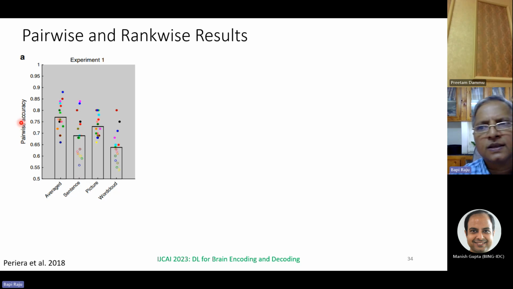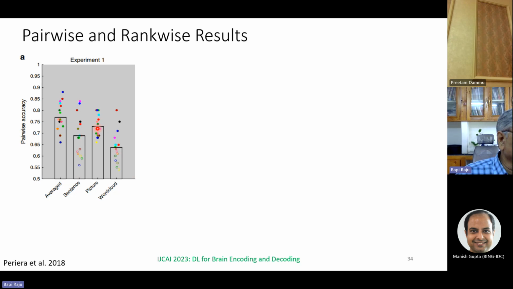Remember, this pairwise accuracy is the predicted semantic vector, how it is related to the target semantic vector, and whether the correlation of that is higher than cross correlations with other concepts, right? And the average of that. So there's 75% accuracy on average across all these tasks. Individual tasks are shown separately.